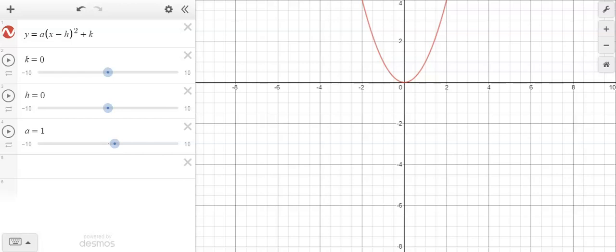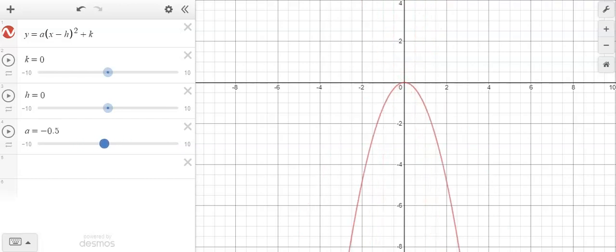Notice that with this graph, the exact same things will happen as we move h and k. As we move k, the graph moves up for positive values of k and down for negative values of k, just like it did with the absolute value. For h, as we put in positive values of h, note again that the formula is x minus h, so it's going to look like a minus h, but the h is actually a positive value. Or left.